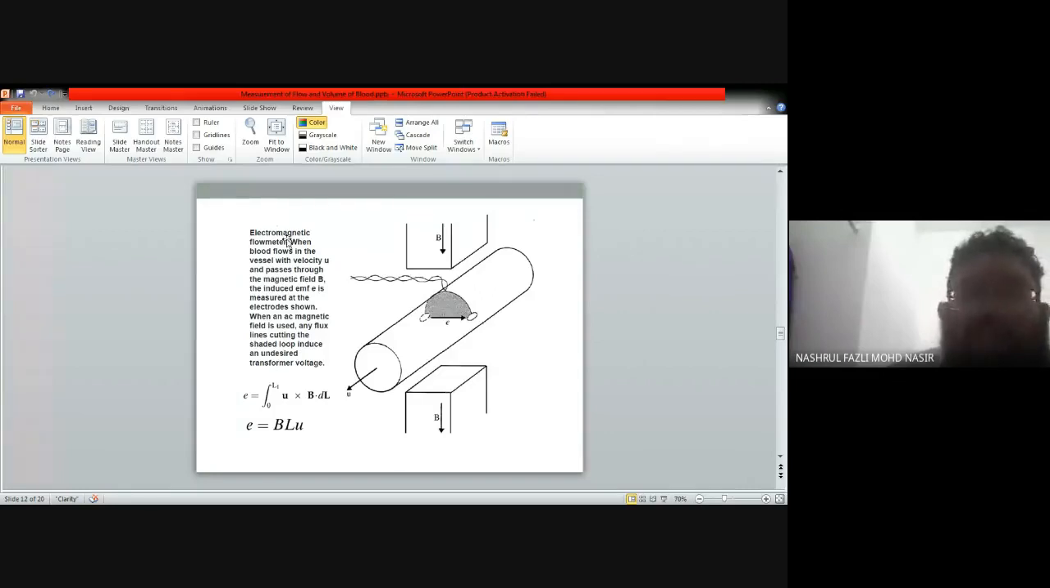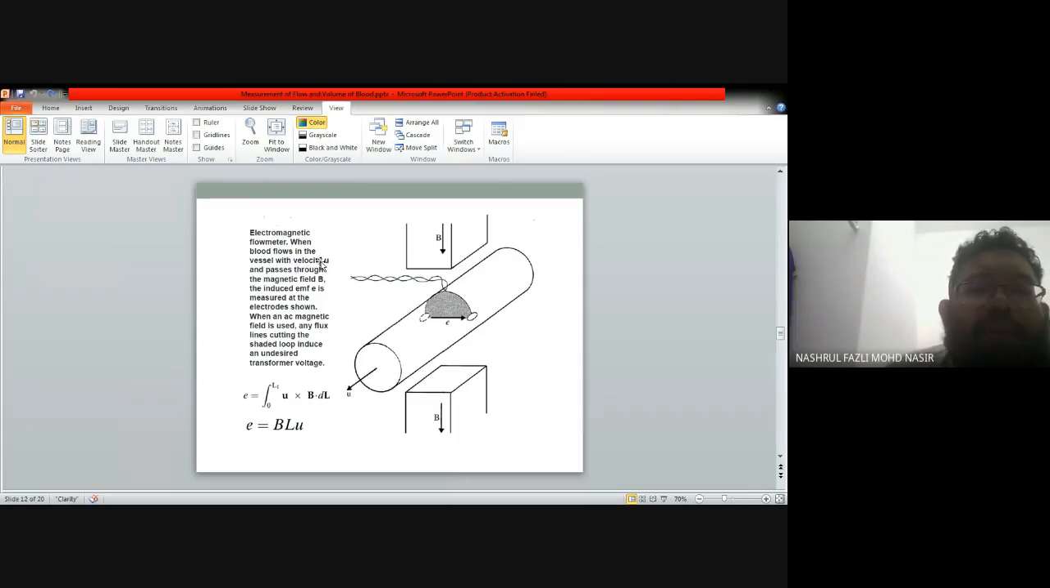This is the diagram. It's simple. So this is the equation. The magnetic field is B. This is the length, the length between the electrodes, the electrode length. And then U is the velocity. So it is governed by this equation.